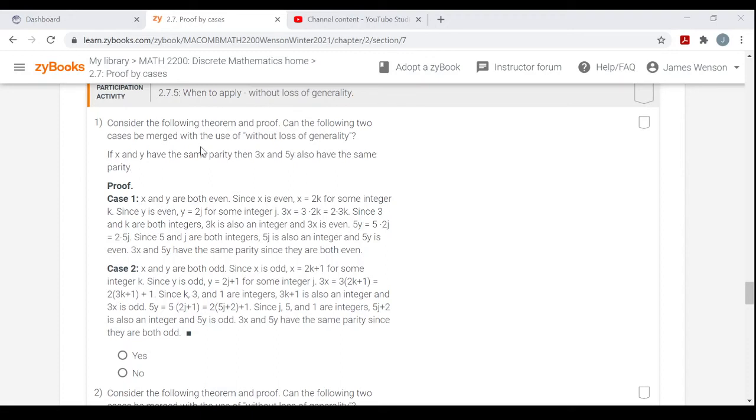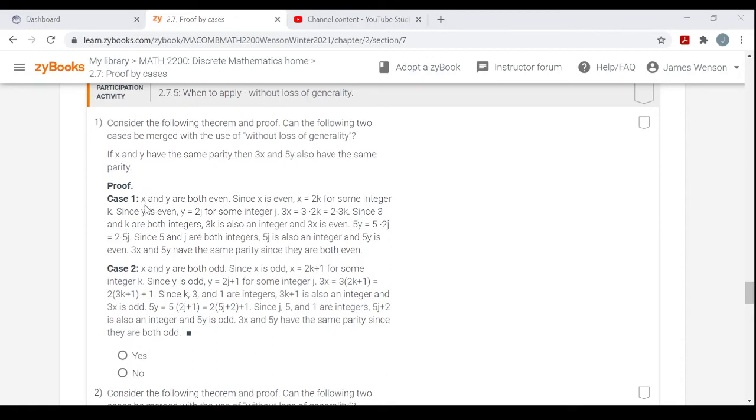All right, so let's see when to apply without loss of generality. Let's see, can I do it? Can I use the phrase? So consider the following theorem and proof. Can the following two cases be merged with the use of without loss of generality? So the statement is, if x and y have the same parity, right, so they're both even or they're both odd, the same parity, then 3x and 5y also have the same parity. Right, so let's read through these proofs.